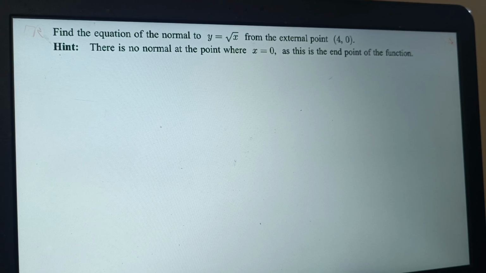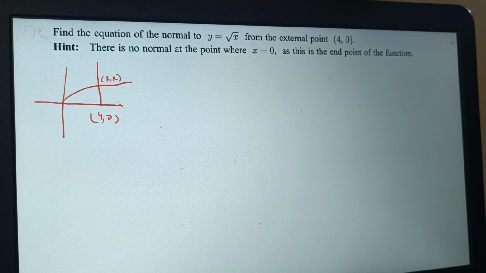Hello everyone. So today our problem is based on finding the equation of the normal to the curve given to us from an external point. Let us first see how the curve looks. The curve will be something like this, and then the external point is, say, suppose here. Now if I have to draw a normal, it will go like this. The point where the normal is intersecting the curve, let us call that point h comma k.